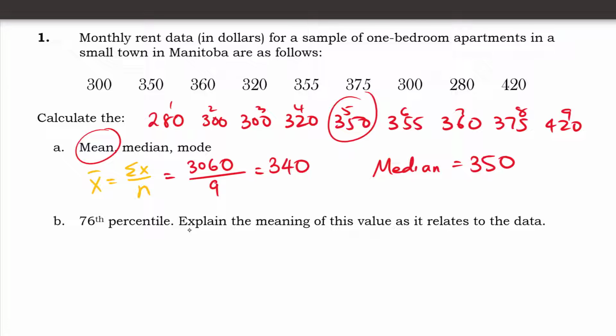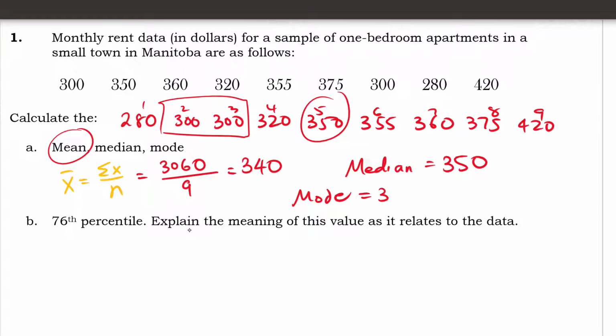The mode is the most frequently occurring value. So the most frequently occurring value here is 300. So we have a mode of 300.